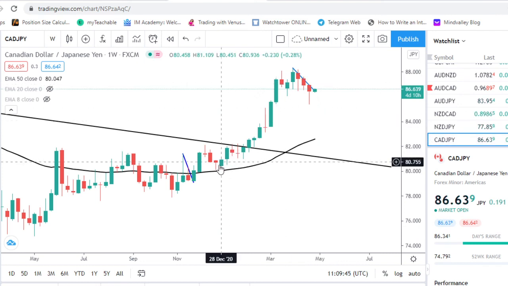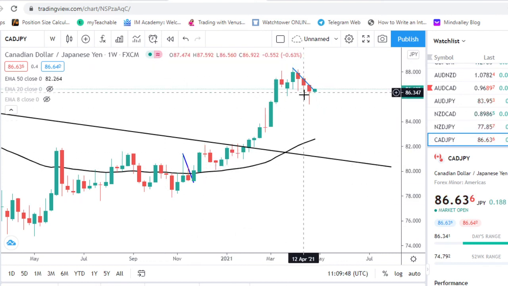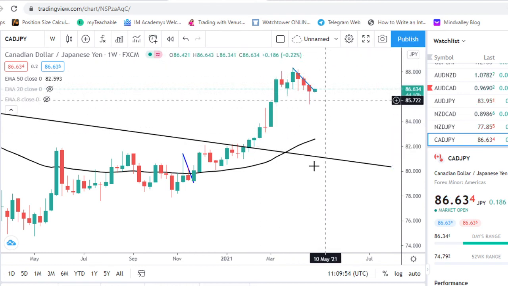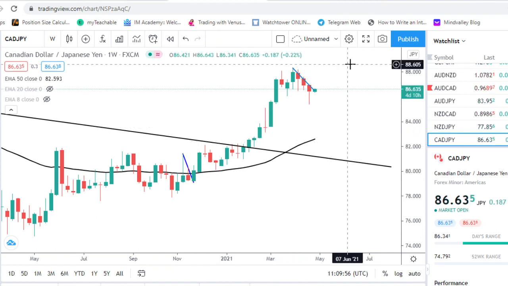And for Canadian dollar, the trend is bullish. Last week's candle closed with a wick below it, though it's a bearish color, but I expect a continuation of the push up. So I'll say bullish trend. It is still bullish.